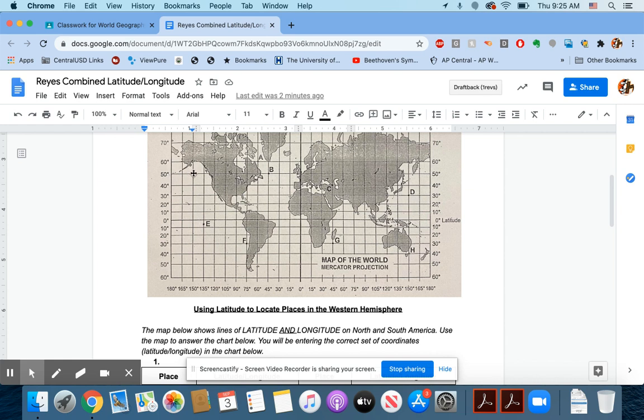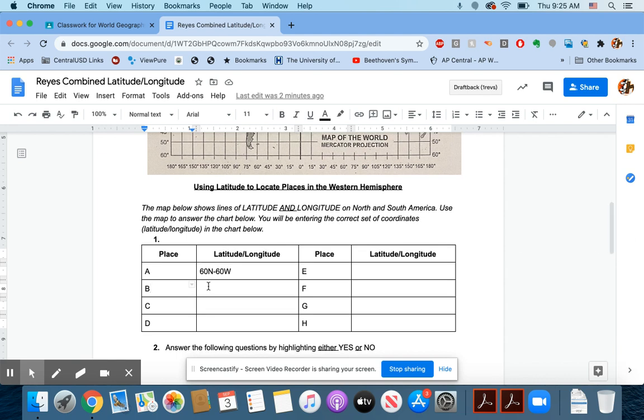Now, I've got to match up these coordinates. Well, I see that it's at 50. I know it's on this line that says 50, right? Well, which 50 is it, north or south? Well, if the equator is right here and I've gone above it, then I know I've gone north of the equator. So I'm at 50 degrees north. So I'll write that in. 50 degrees north. Now I have to find the second coordinate, the longitude. Longitude is always going to either be east or west.